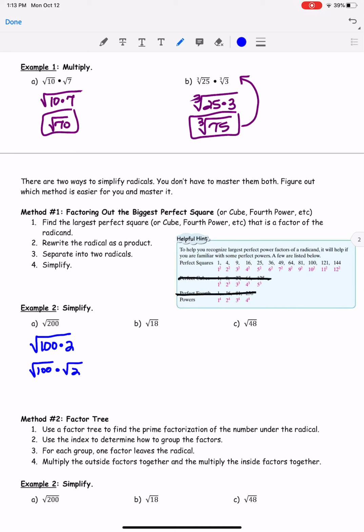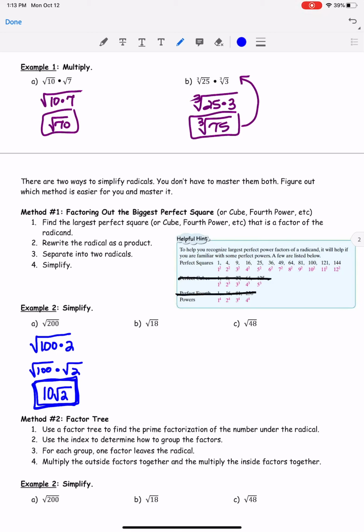And then step 4 is simplify. Well, the square root of 100 is 10, and the square root of 2 does not simplify. And so my answer here is 10 square root 2.